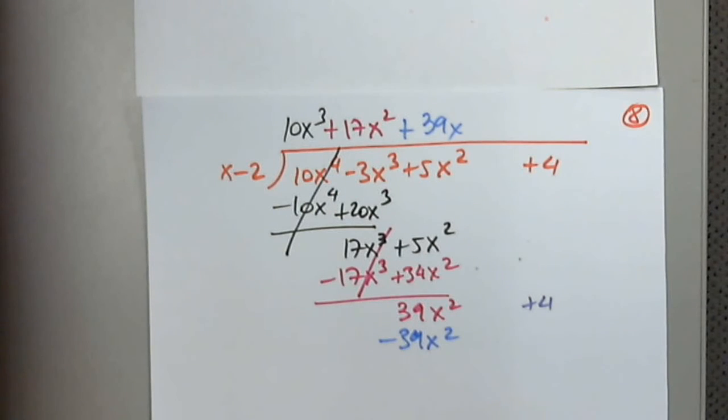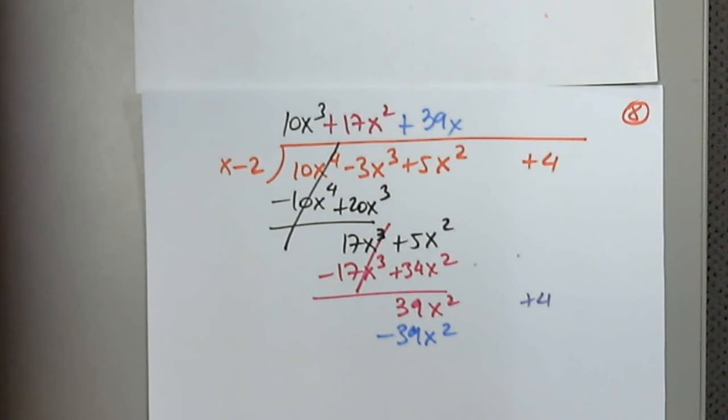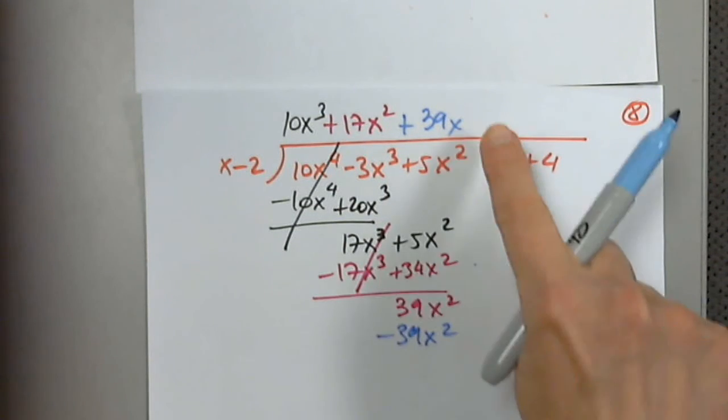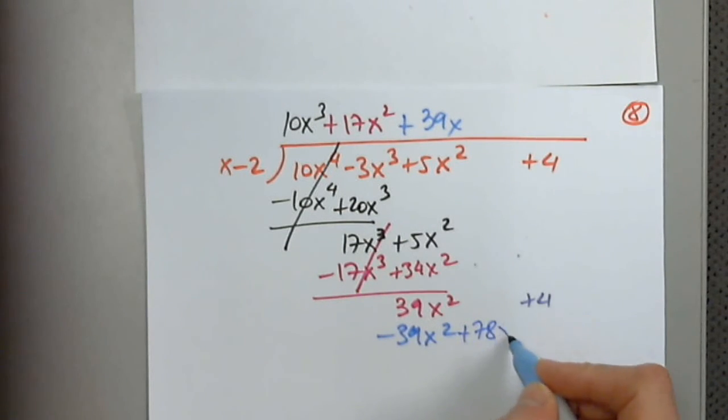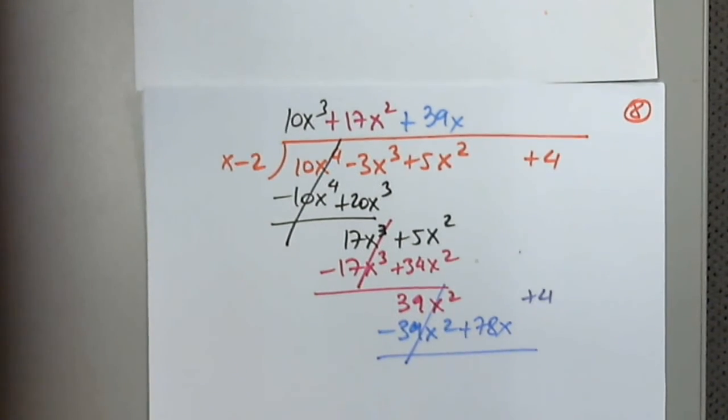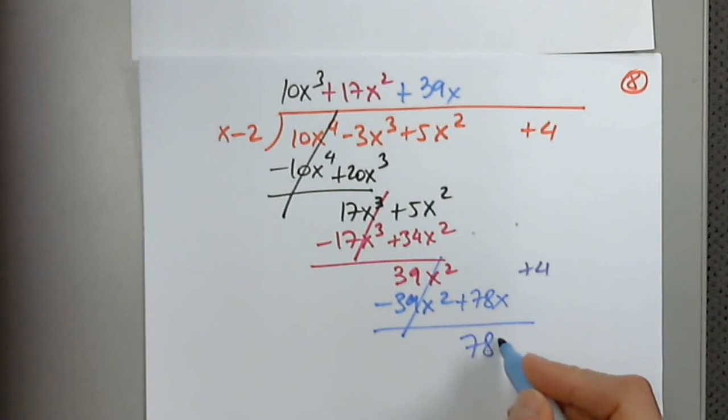39x times negative 2 is negative 78x. What do I write? Positive right here. Positive 78x. And now I bring down 78x plus 4.